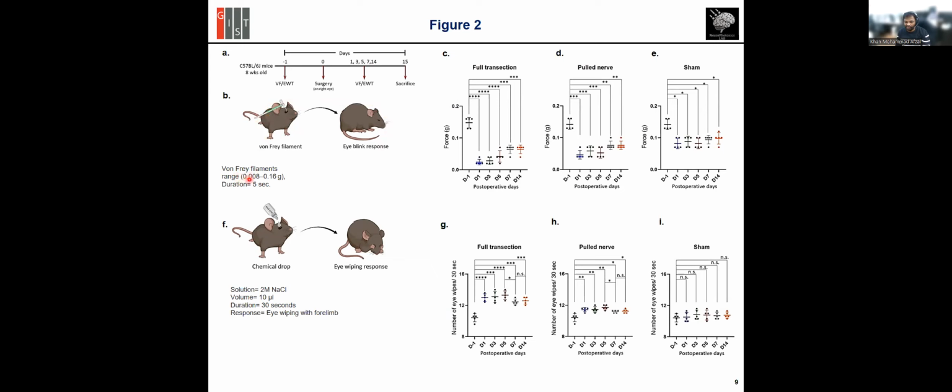I use calibrated von Frey filaments between 0.008 and 0.16 gram, and I applied them for a duration of 5 seconds in the center of the eye. If the mice blink their eye within 5 seconds, that means it's a positive response. I did it 5 times continuously. If I found 3 blinks out of 5, then it is a symbol of a positive response.